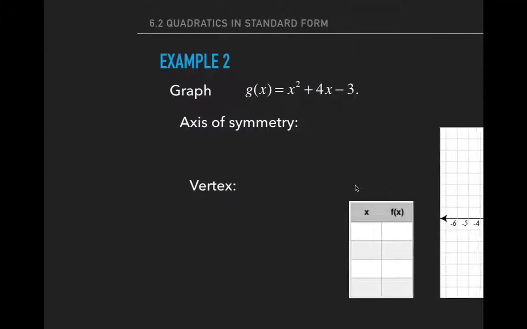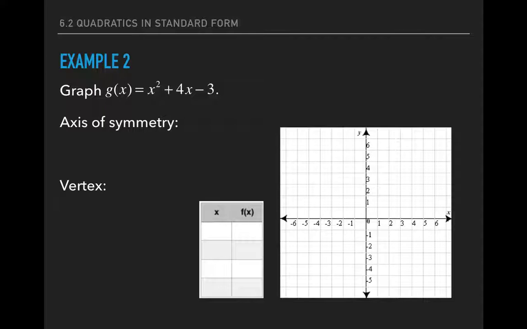All right, now let's do another. First step, axis of symmetry, opposite of b over 2 times a, and we'll simplify. That's negative 4 over 2, which gives us negative 2. Sketch our axis of symmetry, going right here through negative 2 on our x-axis, nice vertical line. And now we'll plug negative 2 into our g function to find the output.